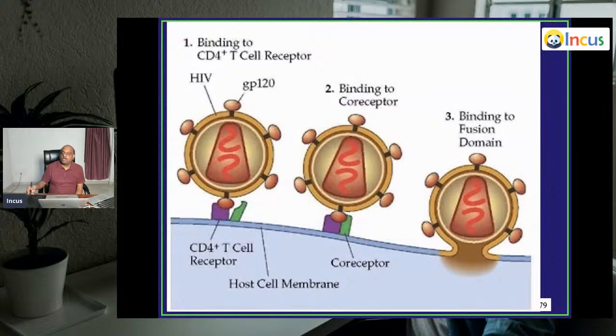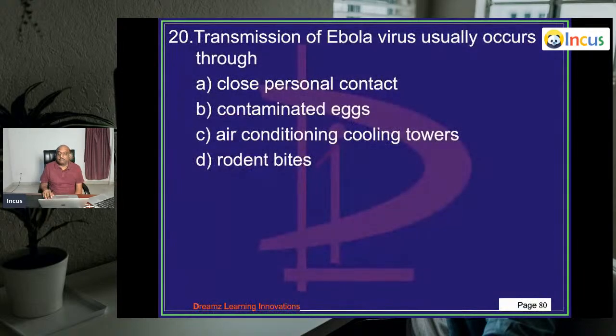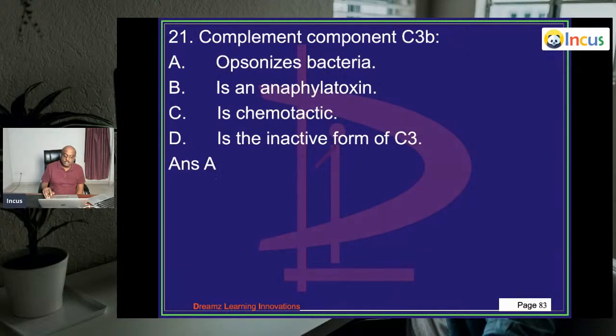GP120. So typically the HIV has a GP120 and there is a CD4 receptor to which this GP120 will be binding, is what you need to remember. Ebola virus transmission is close personal contact. C3b opsonizes the bacteria.